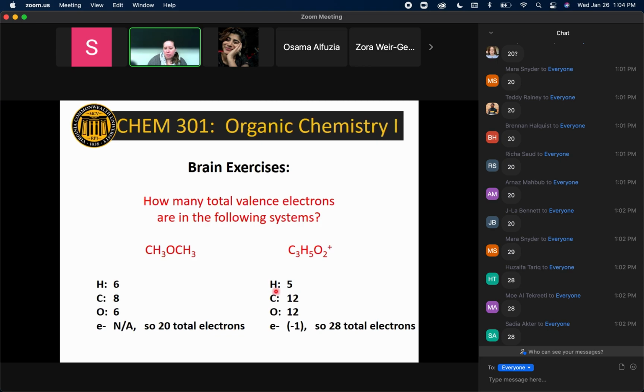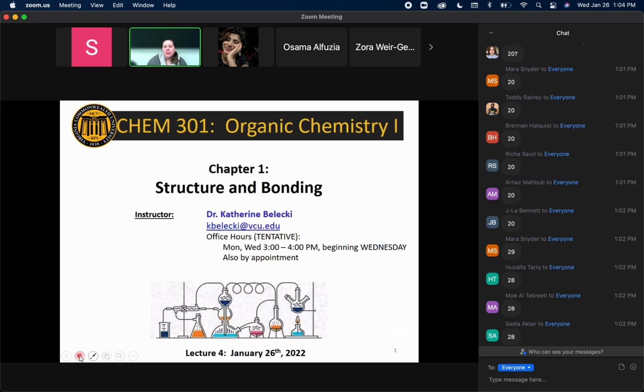And here's the breakdown for how you get that. 5 plus 12 plus 12 is 29. And then because we have a positive charge, we have to remove or subtract 1 electron. And so that's going to be 28 total electrons. Okay, so hopefully that got everybody back in the groove and refreshing your memories from last time. And we're going to forge ahead here.